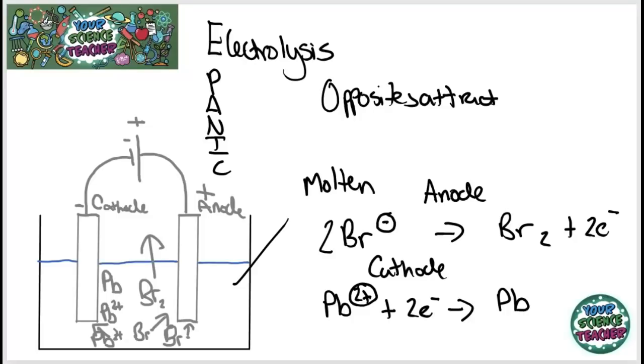We call the gaining of electrons reduction and the loss of electrons oxidation. So my bromide ions are being oxidised, and my lead ions are being reduced.